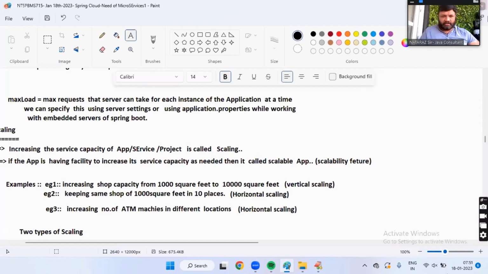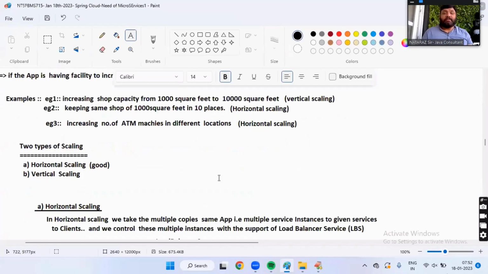Okay, let it be, boss. Increasing the number of ATM machines in different locations: does this come under horizontal scaling or vertical scaling? This comes under horizontal scaling. Yeah, tell me the two types of scaling, boss. Horizontal scaling and vertical scaling.